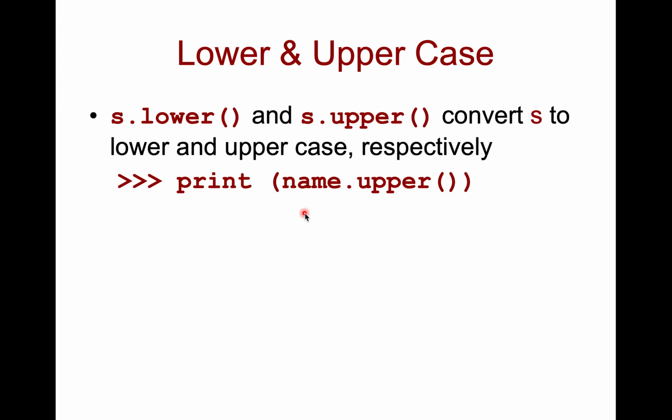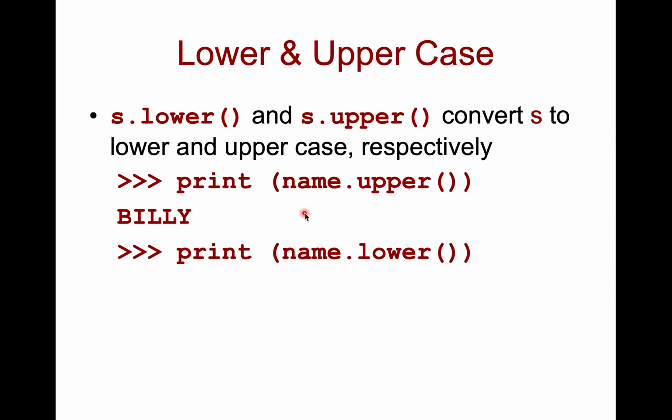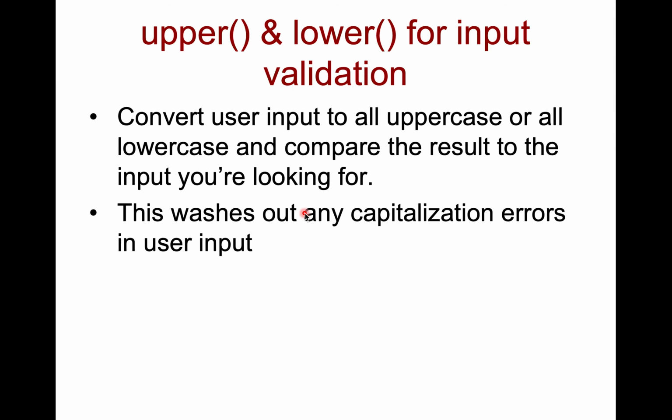So if I print name.upper, I'll get a copy of name in uppercase. Name itself will not be changed. So if I were just to print out name in the next line, I would get whatever capitalization was in there to begin with. But name.upper gives me a copy of name in uppercase. Okay? Name.lower does the same thing but converts it to lowercase. This is pretty useful if you want to use it for input validation.